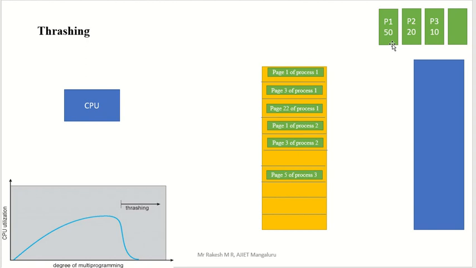So how many pages in total are required by these 3 processes? 50, 60, 70, 80. 80 frames are actually required, because 80 pages are there. P1 50, P2 20, P3 10, totally 80 pages. So it needs 80 frames in memory, but we have only 10 frames in main memory. We don't have 80 frames.